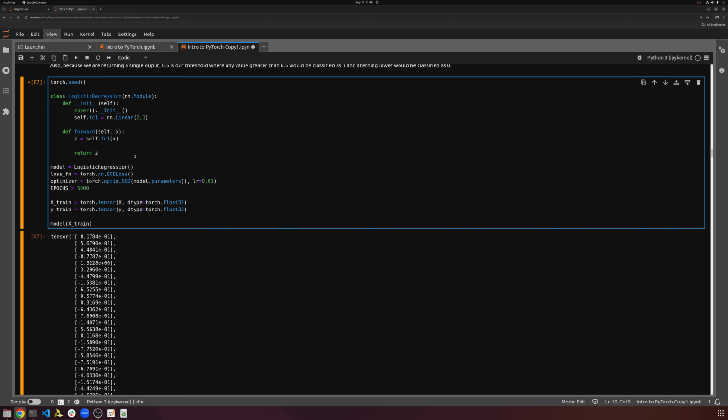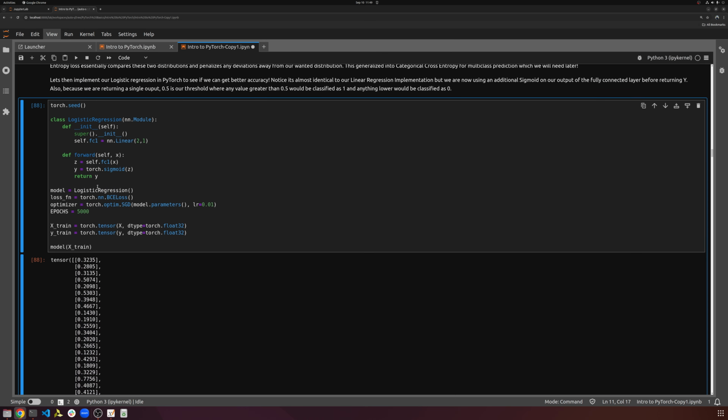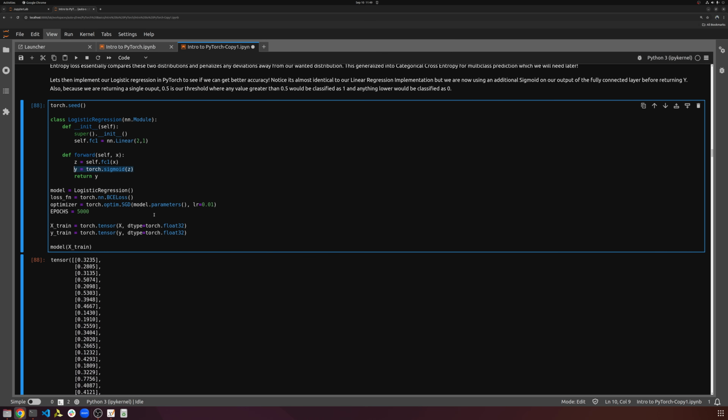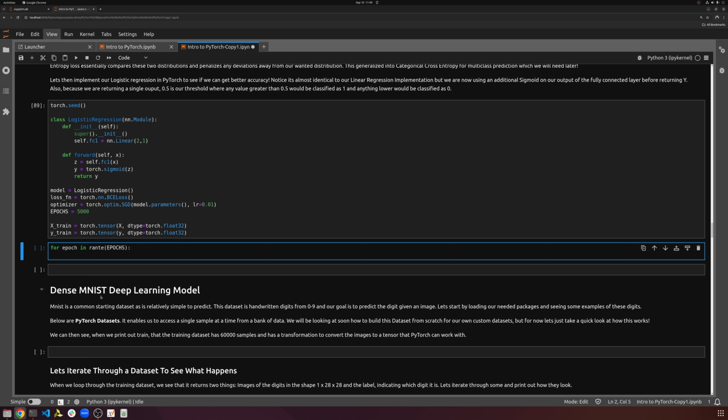So now, instead of just returning z, we're going to do y equals torch.sigmoid(z), and then we'll return y. Now notice our numbers, they're all between 0 and 1, so we have a nice probability value. The sigmoid is basically doing what we had just seen. And so that's our model. Everything's good to go. Now, just like before, we're going to do for epoch in range(epochs). Did I spell that right? Yeah, I did. Okay, good.